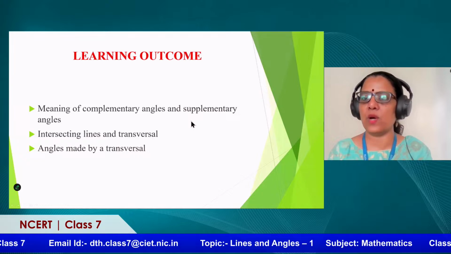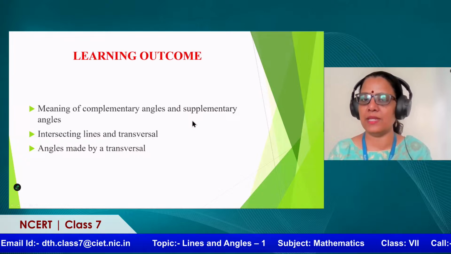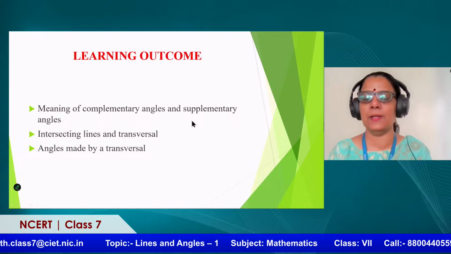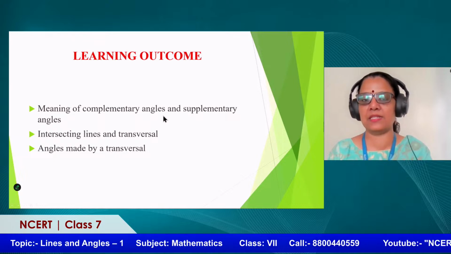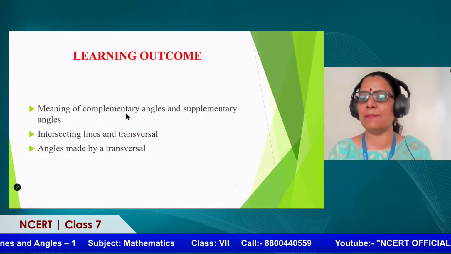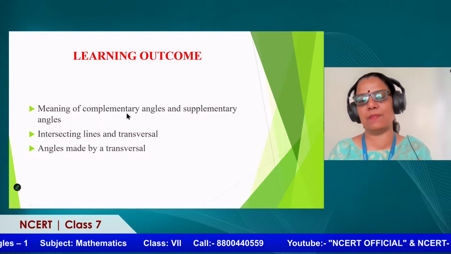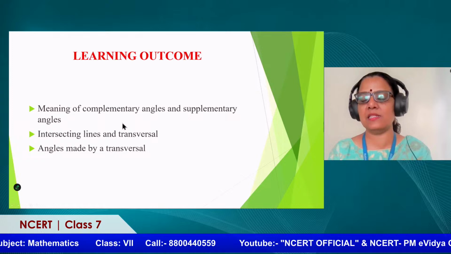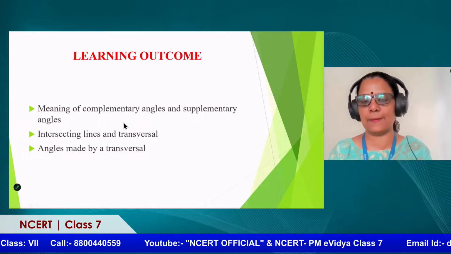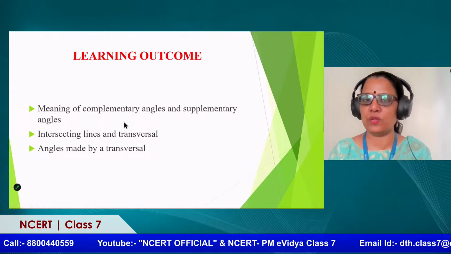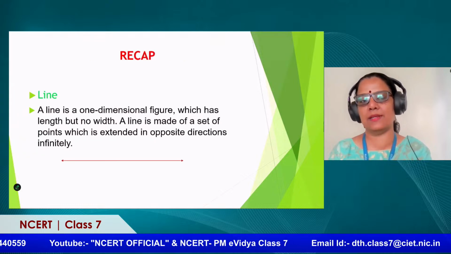Before that, let me introduce the topics which we are covering in the grade 7 portion. It is chapter 5, lines and angles. We are discussing complementary angles and supplementary angles, and intersecting lines and transversal, and angles made by transversal. But before that, we should have a recap of what is a line.